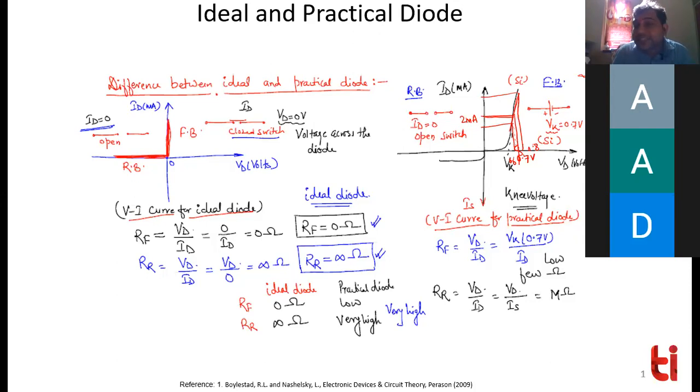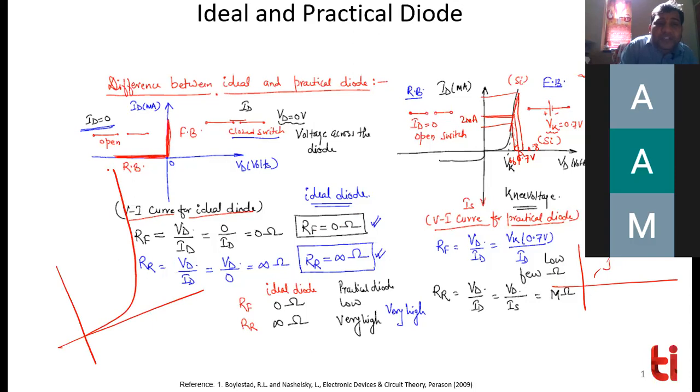Another kind of resistance is the average resistance. 3 minutes are remaining, बस last minute में मैं बंद कर दूंगा. The third kind of resistance is the average resistance. In a diode, there is no single linear line in its characteristics that you can take the resistance here, here, or here. Everywhere the resistance is not the same. You have different regions. Here the slope is different, here the slope is different.